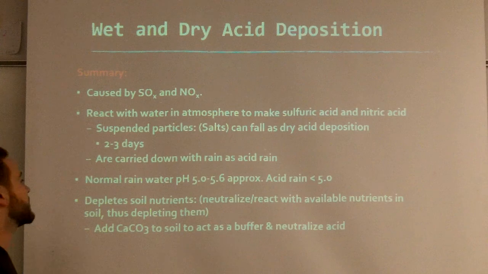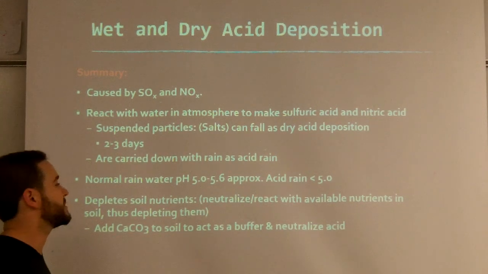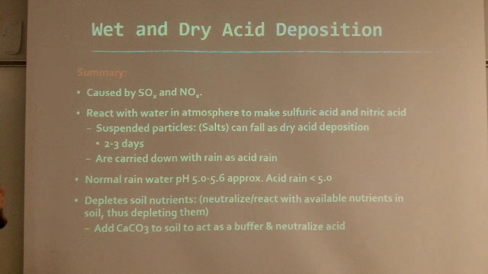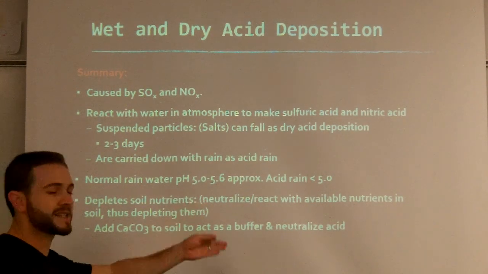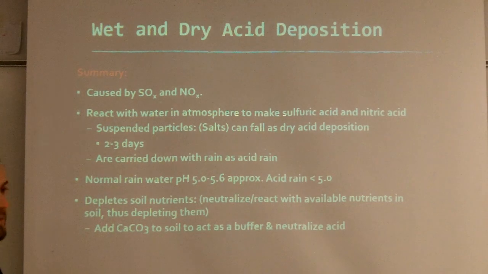Normal rainwater can be somewhere between 5 and 6 in pH, to be acidic. The last slide said 5.6. I apologize. I need to go back and change that. So acid rain's got to have a pH of less than 5 to be considered acid rain.